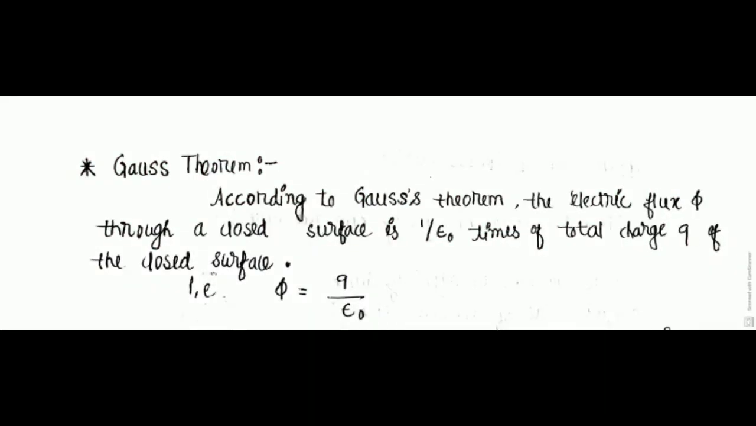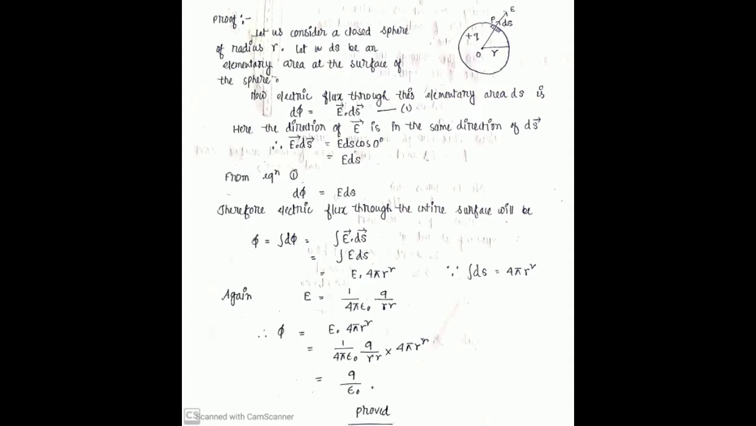So first of all, we have to know what Gauss theorem is. According to Gauss theorem, the electric flux phi, we denote electric flux by phi, through a closed surface is 1 by epsilon naught times the total charge q enclosed by that surface, that is phi is equal to q by epsilon naught, where q is the total charge. Now I'm going to prove this theorem.